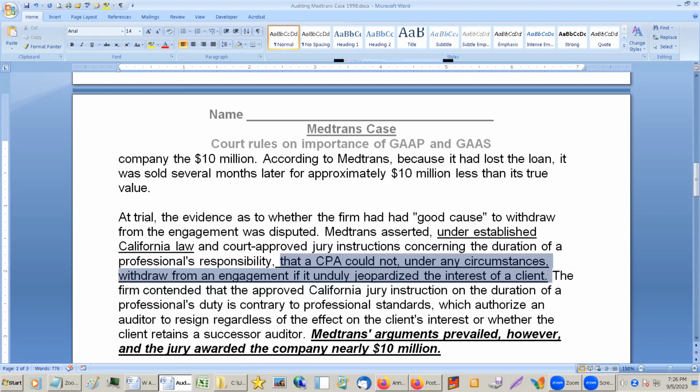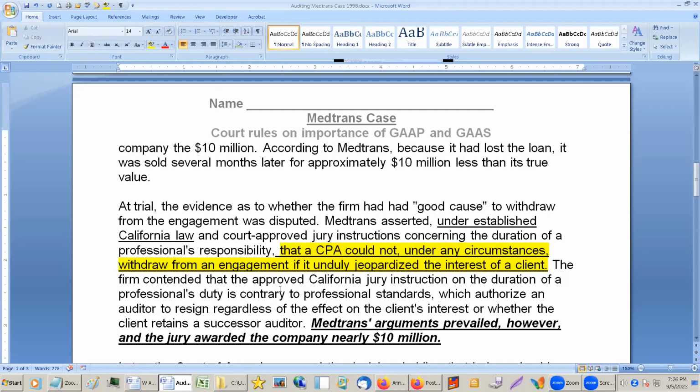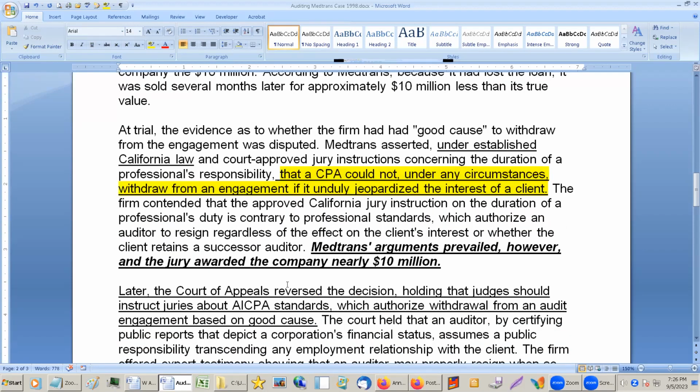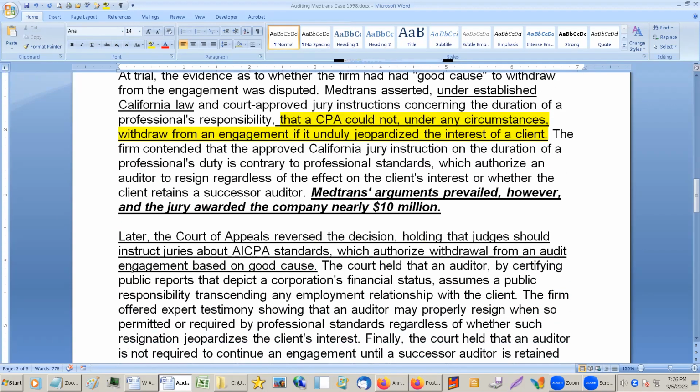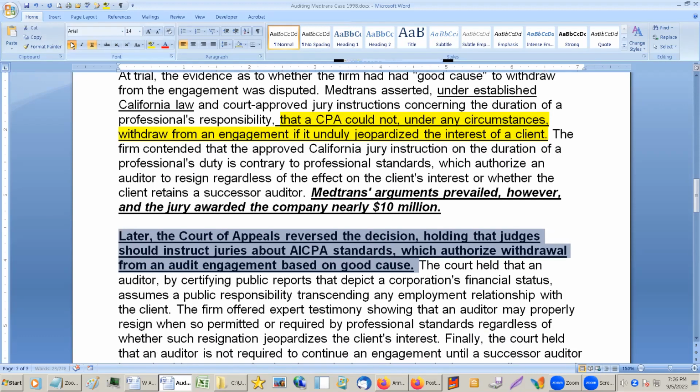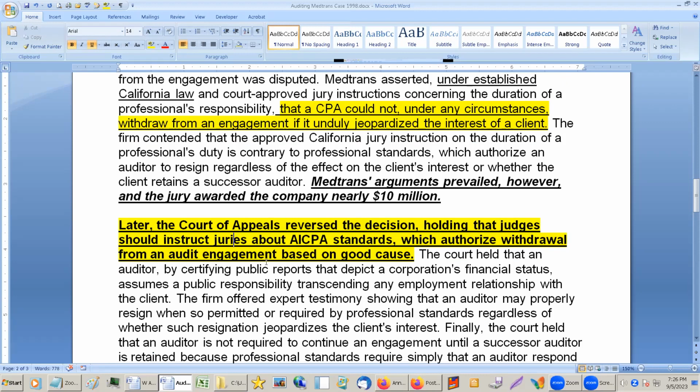First responsibility was that the CPA could not, under any circumstances, withdraw from the engagement if it unduly jeopardized the interest of the client. Okay. Now, this is the interesting part of this. On appeals, it was reversed, holding that judges should instruct juries about ACCT standards, which authorizes withdrawal from an audit engagement based on good cause.